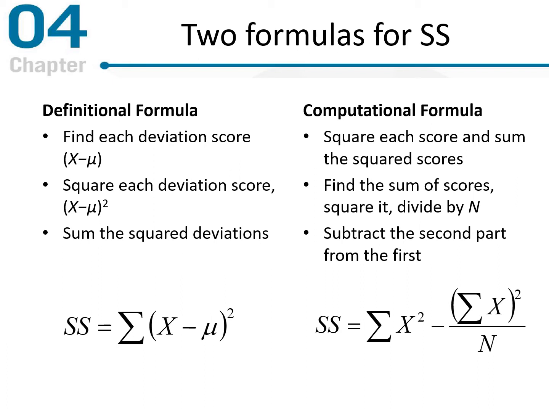So what you have to do for the computational formula is first compute x squared values. So take each score, square each score. You're going to have a column of x's, and a column of x squared scores. You're going to add up both columns. You're going to sum up the x column, which are your raw scores. You're going to sum up your x squared column, which is the squared scores. And now you're going to plug it into this formula here.